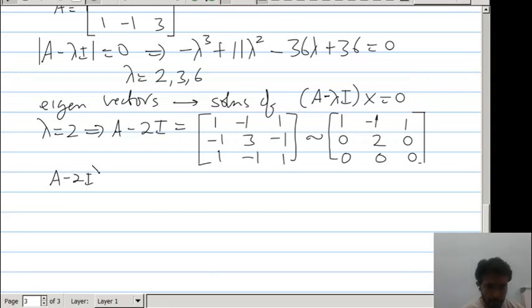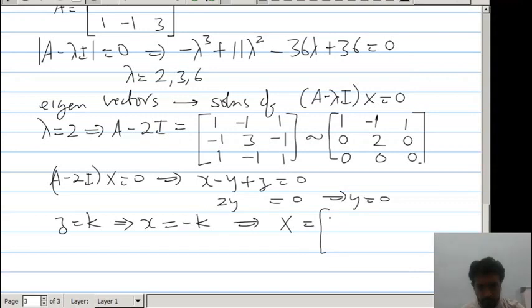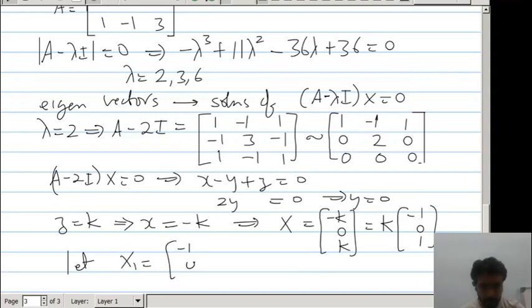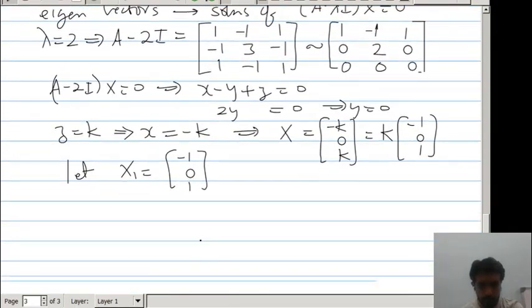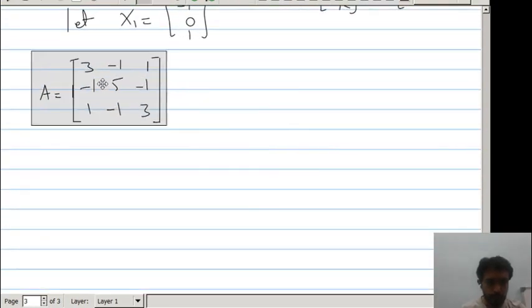So A minus 2I into x equal to 0 implies x minus y plus z is 0, 2y equal to 0, so y is 0, z equal to k implies x equal to minus k, so x equal to minus k, 0, k. So we have x1 equal to minus 1, 0, 1.